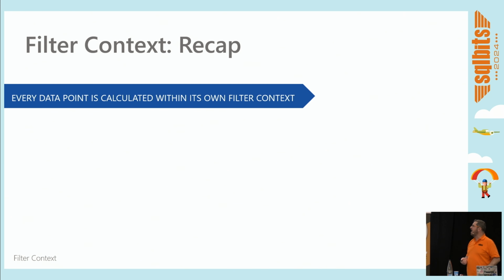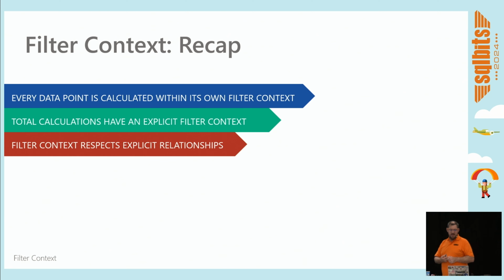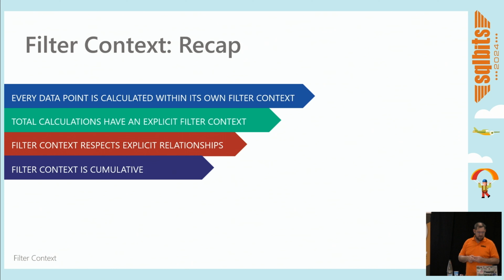So let's do a quick recap, mainly of the theory. Every single data point, this is the most important thing. If you take only one thing, just remember this. Every single data point is calculated within its own filter context. Okay? Total calculations have their own explicit filter context. Filter context respects explicit relationships. So when I didn't show you an example, but if I were to bring the categories from a dimension table and the measures from my fact table, the relationship would be respected. Otherwise, the model wouldn't work the way we wanted it to. Okay, so that's important to keep doing.